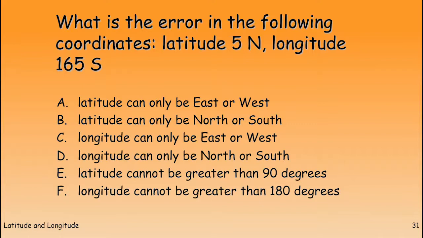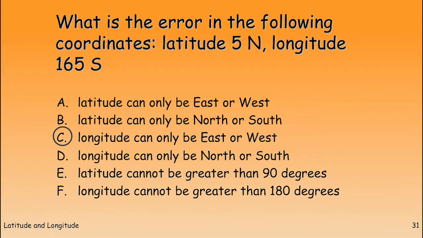Now, this is a true answer, but that's not the answer to this particular question, because latitude is given as north and south, so that's obviously not what is wrong with this set of coordinates. Longitude can only be east or west. Well, this is given as 165 degrees south longitude, so this is the right answer here. This is what's wrong with this set of coordinates.